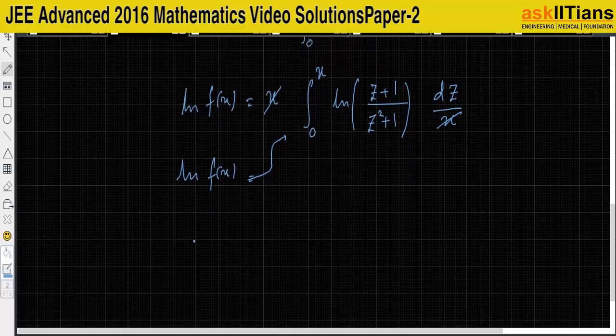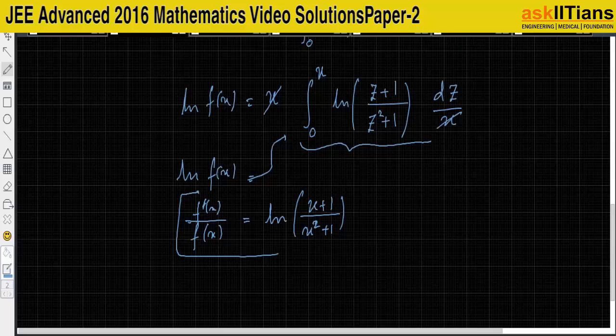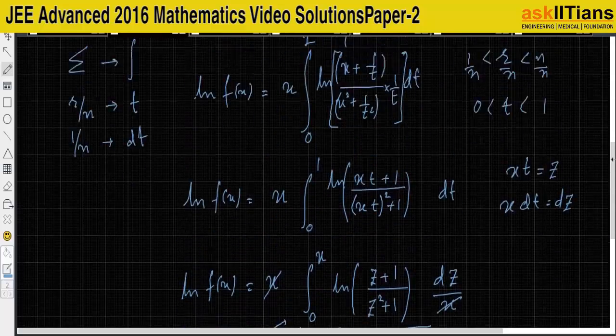Now if I differentiate both sides, what will I get? I'll get 1 by f(x) into f'(x). If I differentiate ln of x, I'll get this. And if I differentiate this by using Leibniz rule, derivative of antiderivative, right? So here I'll get ln of (x+1)/(x^2+1). So this will be the value of f'(x)/f(x). Now that I know the value of f'(x)/f(x), I can check the options.